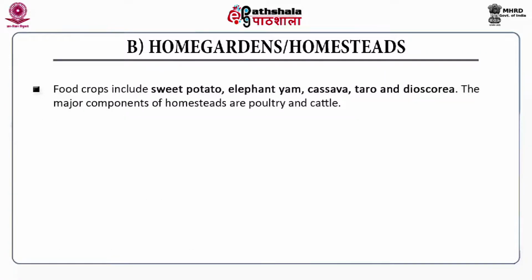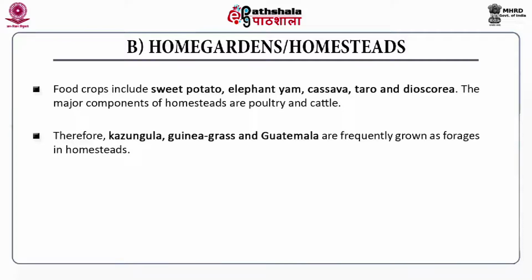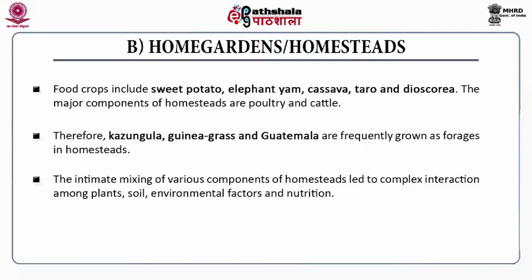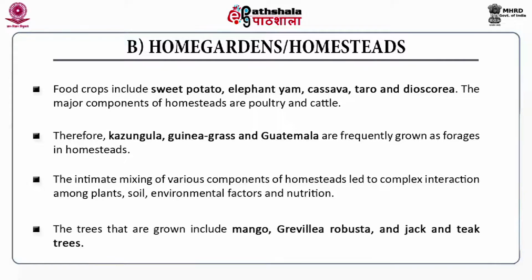Fruit crops that are grown include cassava, taro, elephant yam, sweet potato and Dioscorea. The major components of homesteads are poultry and cattle. Therefore, Kazungla, Guinea grass and Guatemala are frequently grown as forage in homesteads. The intimate mixing of various components of homesteads led to complex interaction among plants, soil, environmental factors and nutrition. The trees that are grown include mango, Grevillea robusta and jack and teak trees.